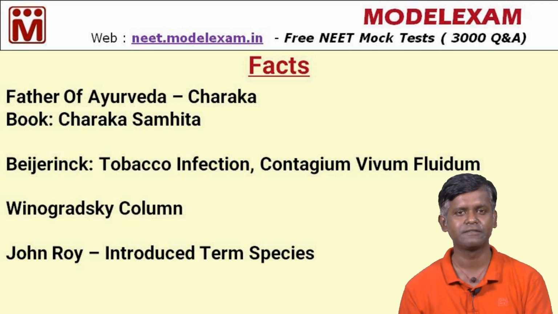The next scientist is Vinogradsky. Vinogradsky is regarded as one of the pioneers in soil microbiology. Based on various categories of soil layers, he studied the individual accumulation of the microbial population. He also introduced a column called the Vinogradsky column, by which soil microbes can be enumerated. Next, the scientist who introduced the term species was John Ray.